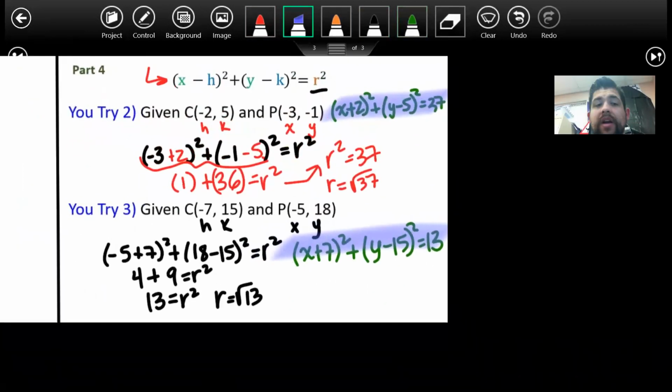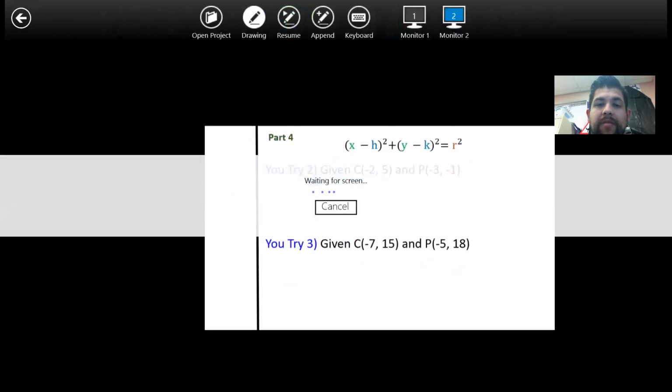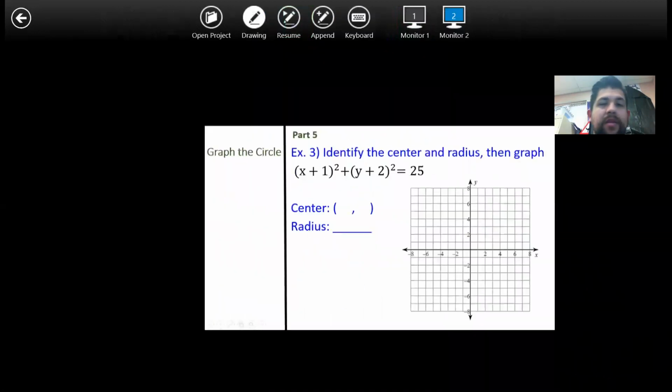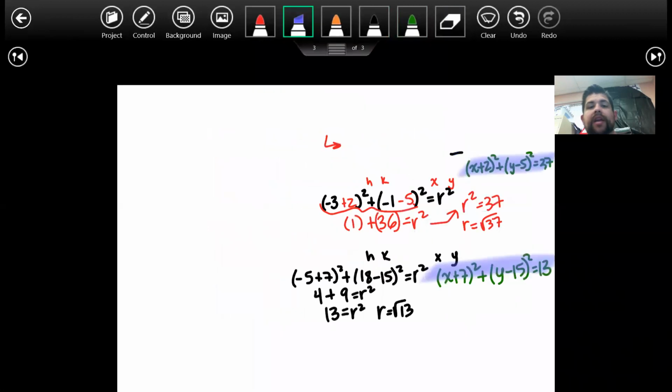So all I'm trying to do is write the equation, either given the center and radius, or in these types of problems, given a center and point, can we find the equation? So here we go. We're going to keep on moving along. I don't want to take too much time. Okay. These are the easy types now.